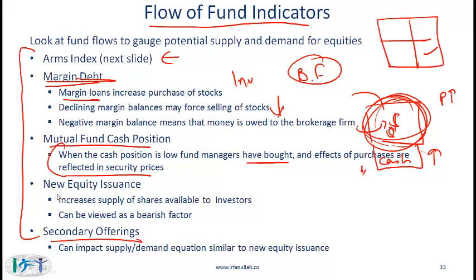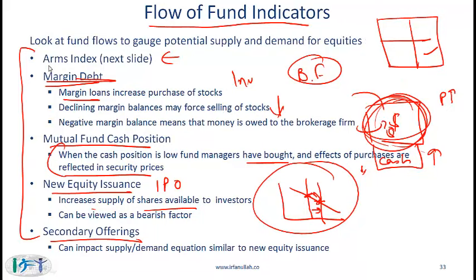New equity issuance refers to some sort of an IPO, where let's say you have a company that has recently issued shares. What this does is increase the supply of shares available to investors. Could be viewed as a bearish factor, because if you have a given demand and the supply is increased because of the IPO, then the price will come down. Secondary offering is fairly similar. This is where a company that has already issued shares before issues shares again. So the supply-demand dynamics are fairly similar.